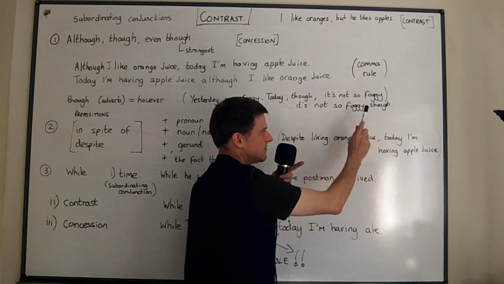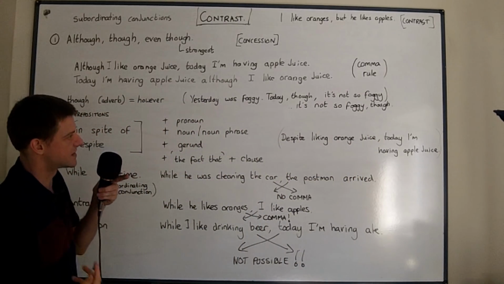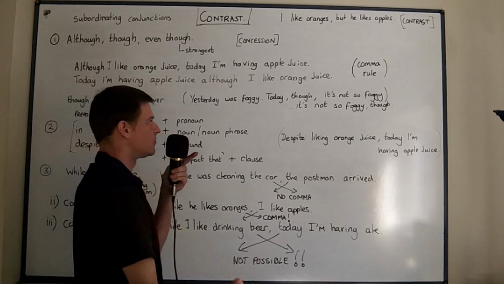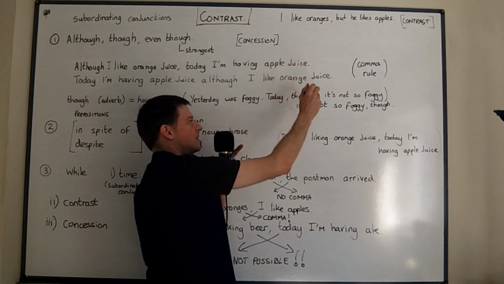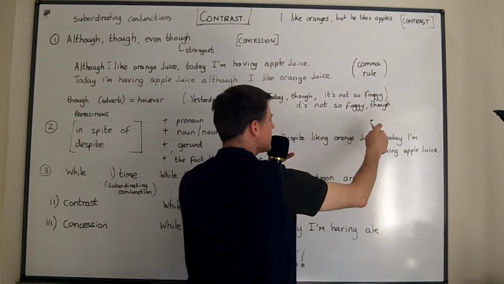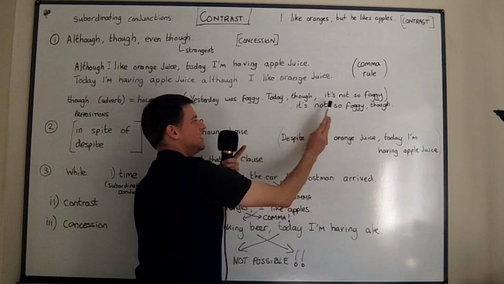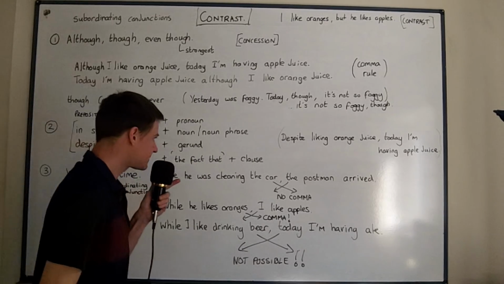Or we put it on the end and separate it off with a comma. So we could say yesterday it was foggy, today it's not so foggy, though. So please remember that though can be used in a different way, because we could not use although or even though here. Certainly not, because though is being used differently. It's not a subordinating conjunction here, it's an adverb. So that's one important point to remember.